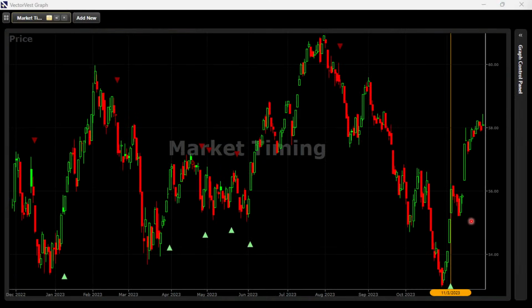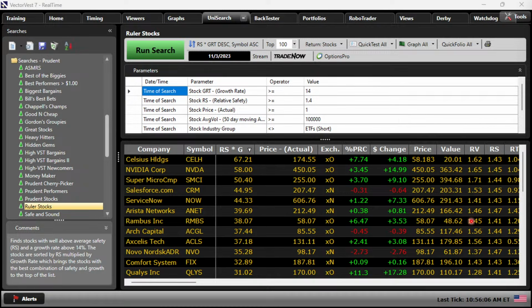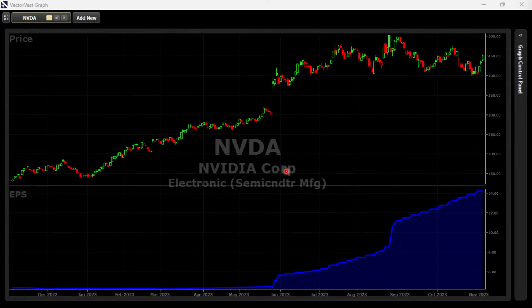Now, when the market flips around and you get the up signal, you want to find good stocks that are rising in price. And one of our bullish searches that we like is ruler stocks. It found some great candidates. There's a lot of talk about the Mag 7 and all that. And one of them is number 2 in this list. You've got NVIDIA right here. You might not want to buy shares of a $450 stock. That's a perfect reason to trade options because you don't have to spend $450 a share.